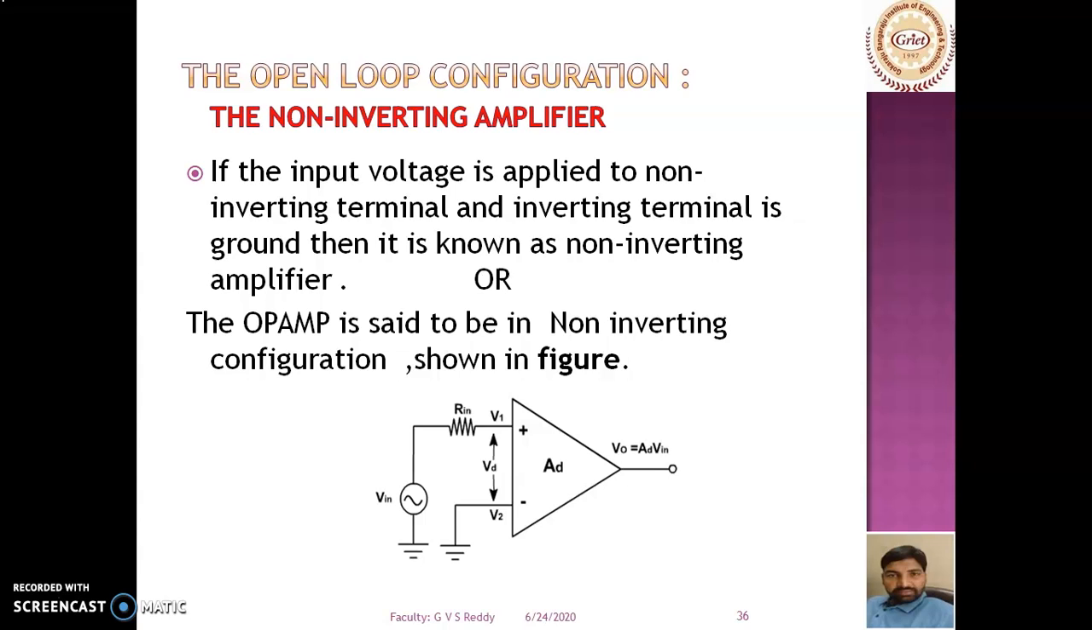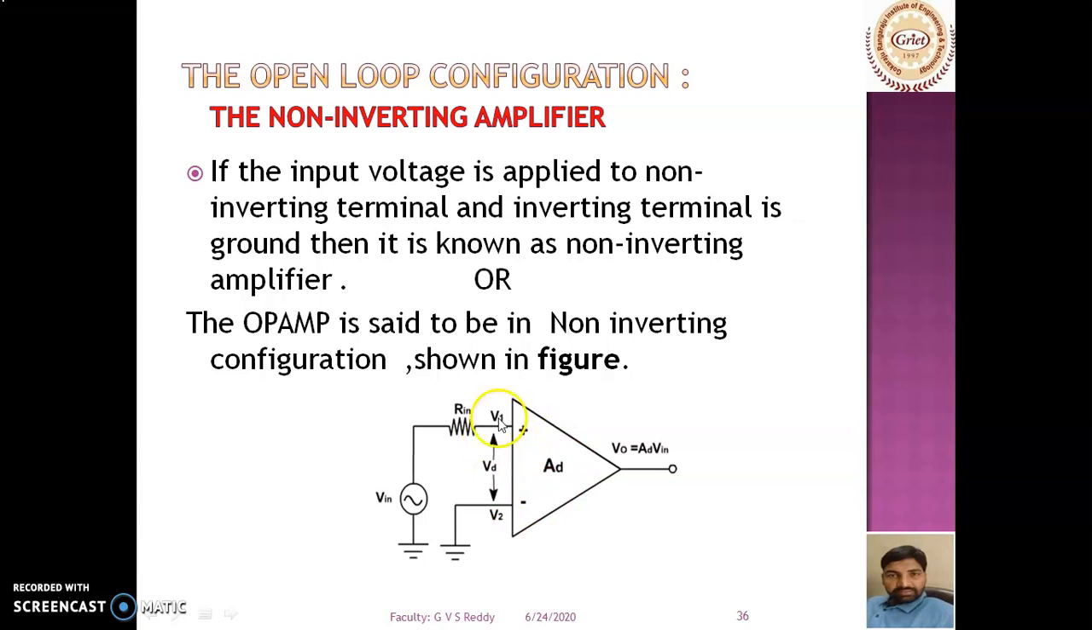Next, the third one, the non-inverting amplifier. Now, this is the open loop configuration. Third one, the non-inverting amplifier. If the input voltage is applied to the non-inverting terminal and the inverting terminal is grounded, then it is known as a non-inverting amplifier. The operational amplifier is said to be in non-inverting configuration. The corresponding circuit is shown in the figure.